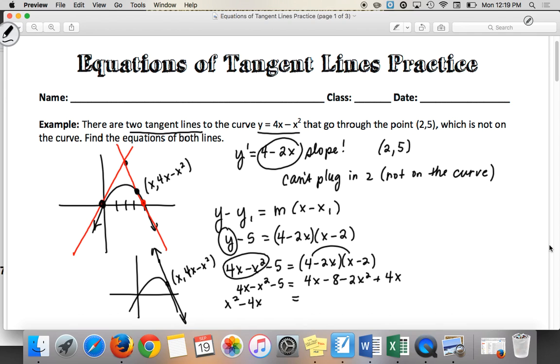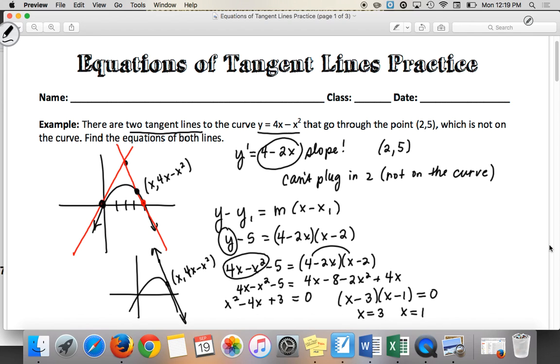And then I have negative 8. I'm going to add it over. I get plus 3 equals 0. So x squared minus 4x plus 3 equals 0. And then I factor. So x minus 3, x minus 1 equals 0. So I get x equals 3 and x equals 1.